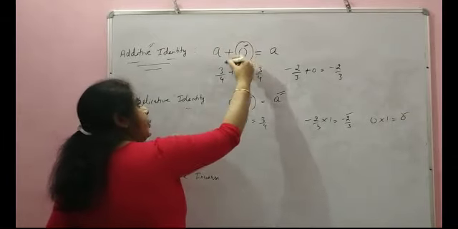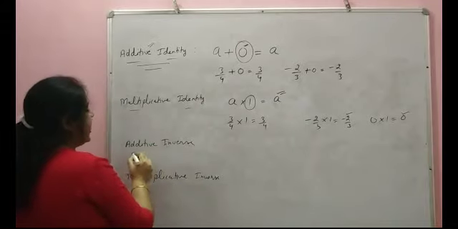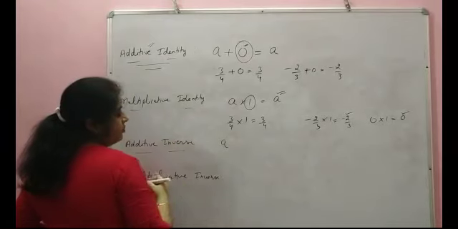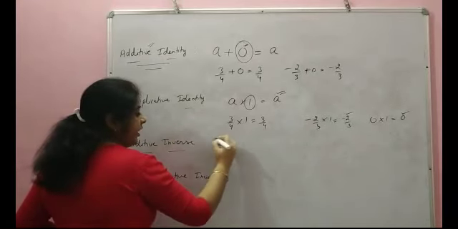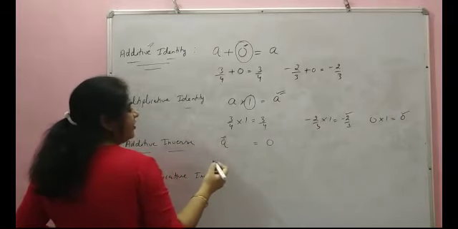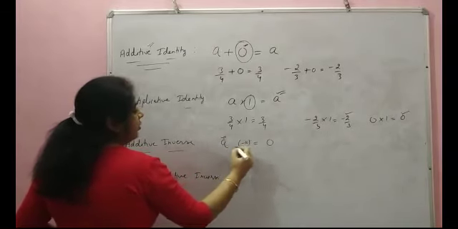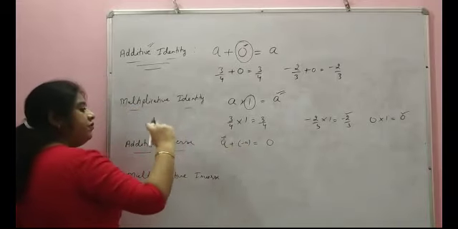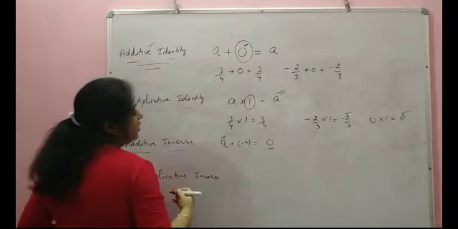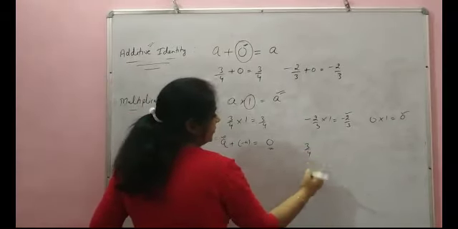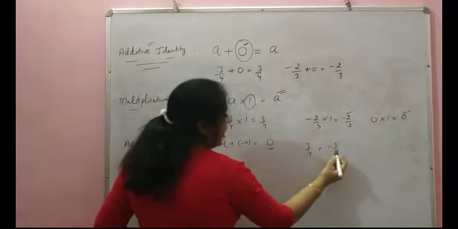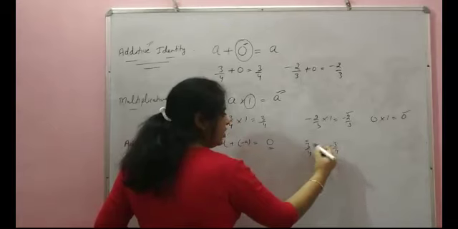0. Now we come to the additive inverse. Just suppose A is a rational number. What should be added to A to get 0? What should be added is the negative of that. When we add the negative of the given number to the given number, we always get 0. Just suppose we have 3 by 4. What is the negative of this? Minus 3 by 4. So when we add the negative of this number to this number, the answer will always be 0.